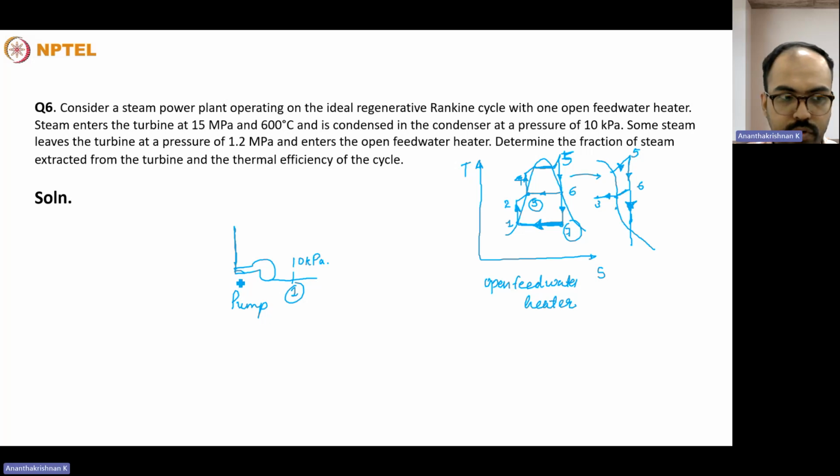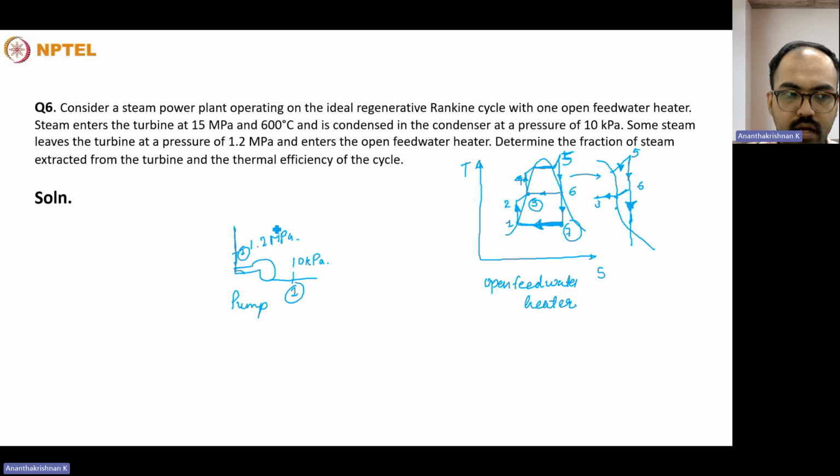And from there, pumping, it will be reaching the point 2, and it will be at the same pressure as that of the pressure that has been expanded. It's a constant pressure process, basically this whole heat exchange process in 2, 3, and 6. The process 2 will be at the same pressure, 1.2 megapascal. So this pressure is 1.2 megapascal. So that is given.